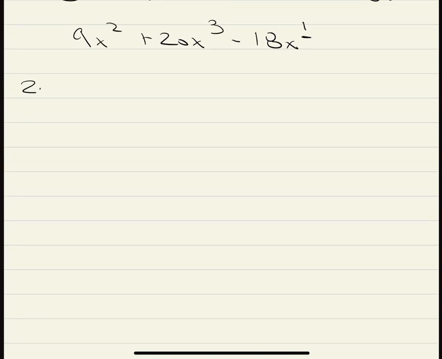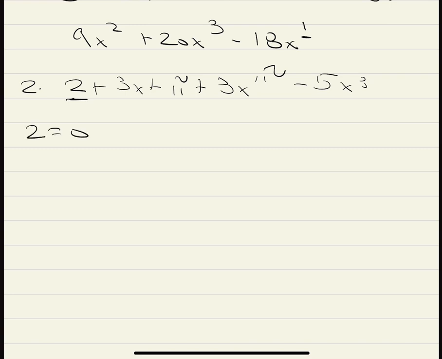So other examples we have are 2 plus 3x plus pi plus 3x^pi minus 5x cubed. Whenever we have a constant or something not with a variable, it's just going to go to 0. So it doesn't matter. This 2 would go to 0. This 15 would go to 0. This 3 would go to 0. Whatever. 9 million, it goes to 0.